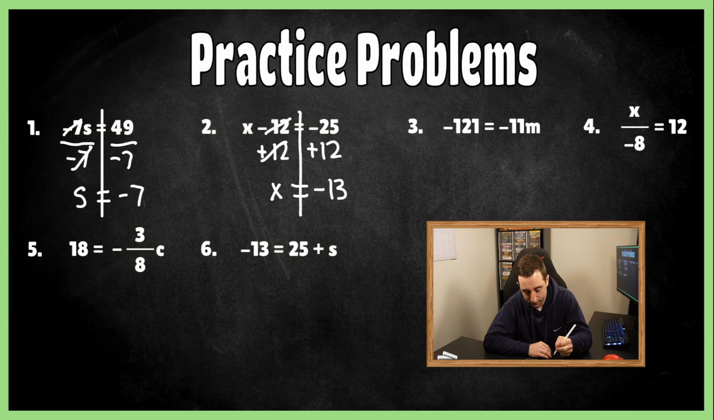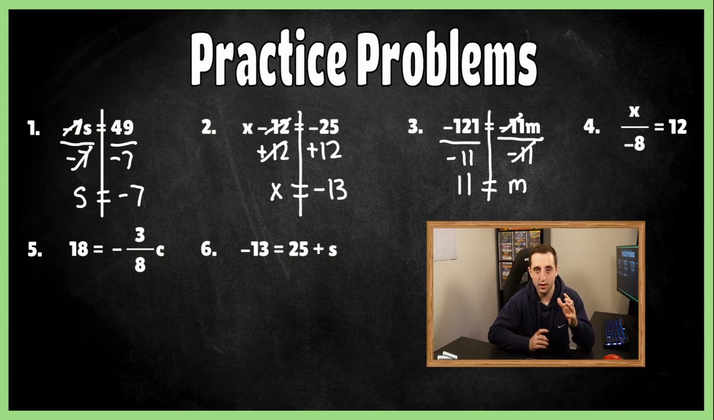For #3, very, very similar to #1. So we're going to build the wall, divide both sides by -11 because it's currently being multiplied. So let's go ahead and cancel these out, and we isolate M by itself on the right side this time. And then we get -121 divided by -11. That turns to a +11. And again, if it bugs you, just flip it. It's M equals 11.